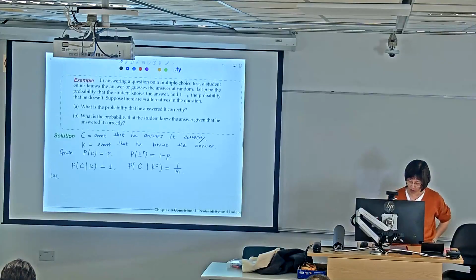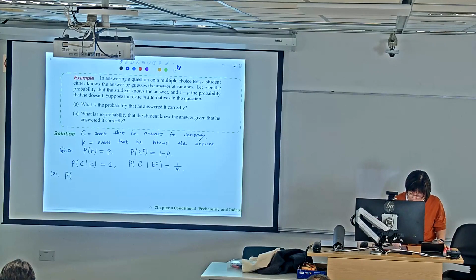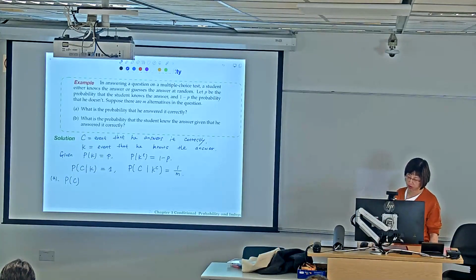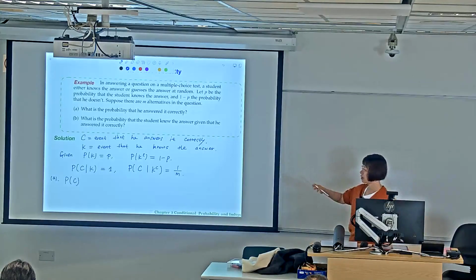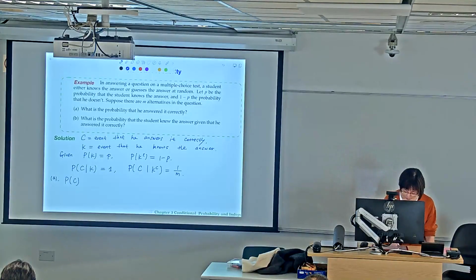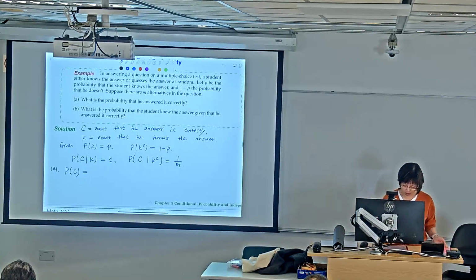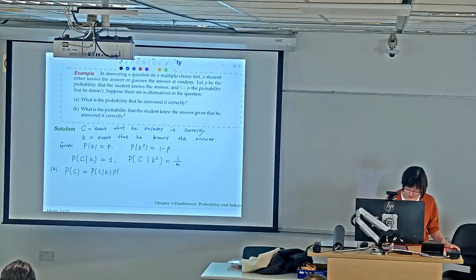Okay, so part A is: what is the probability that he answered correctly? We are asked to find the probability of C. And from what is given, we can compute the probability of this event under different cases. He knows the answer, he doesn't know the answer. So this is the total probability formula. If you want to do a case-by-case discussion, then you can use the total probability formula. The formula applied directly is based on whether K occurs or not.